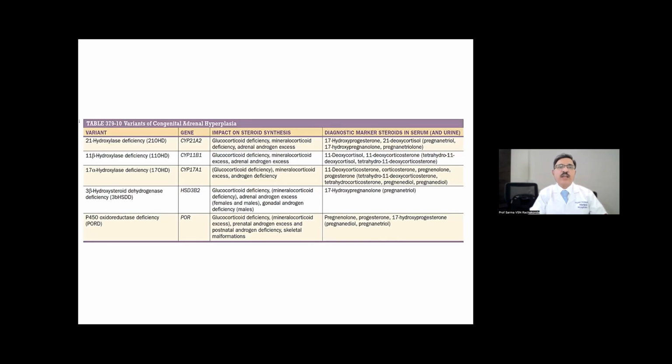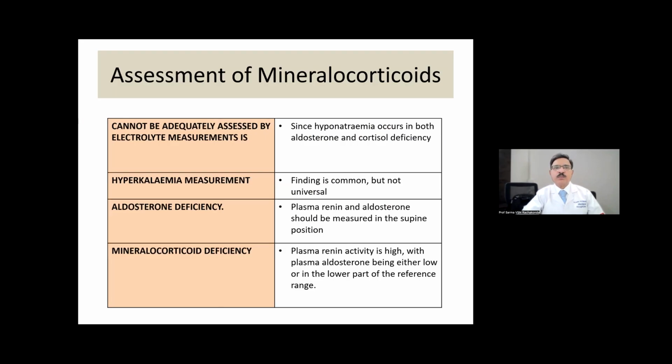So these are the various enzyme deficiencies: 21-hydroxylase deficiency, 11-beta hydroxylase, 17-alpha hydroxylase, 3-beta hydroxysteroid dehydrogenase, and finally P450 oxidoreductase deficiency. This is the table from Harrison. You can see, depending on the variant, which gene is affected, what steroid synthesis it affects, and what the diagnostic marker is.